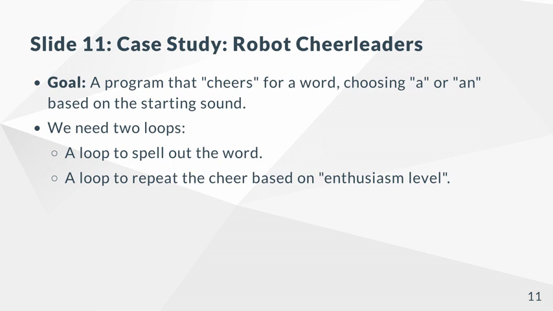Let's apply this to a case study, a cheerleader program. The goal is to take a word and cheer for it by spelling it out. However, English is tricky. We need to say, "Give me an A, but give me a B." This requires two loops. One to iterate through the string to spell it out, and another to repeat the final cheer based on an enthusiasm level provided by the user.